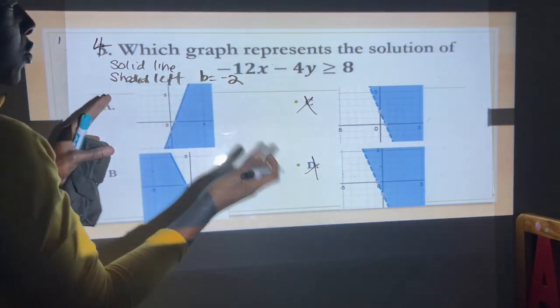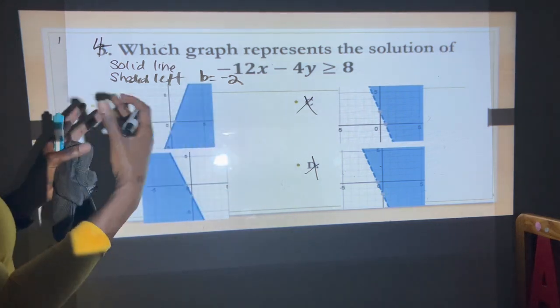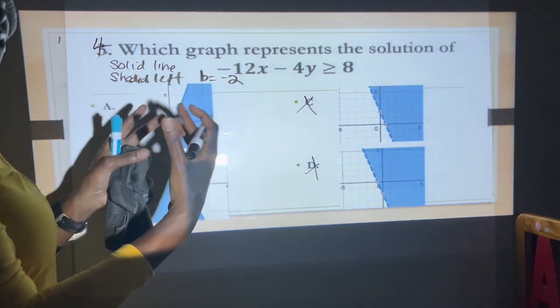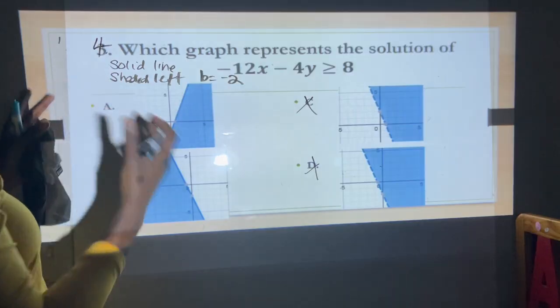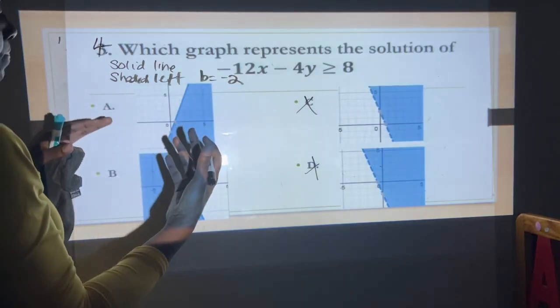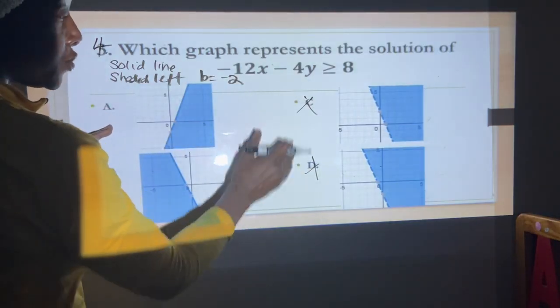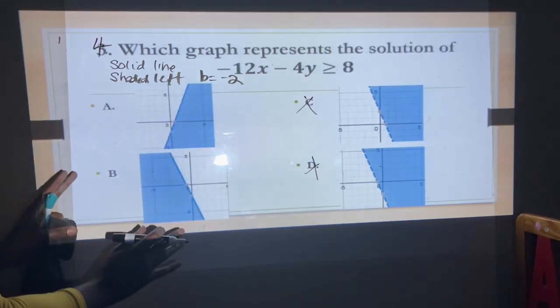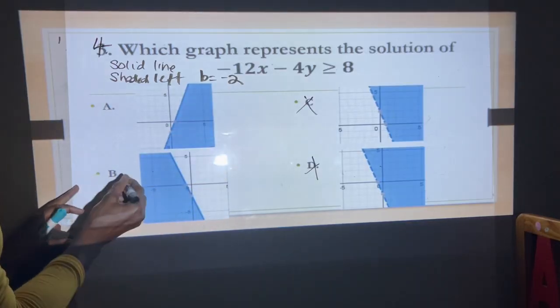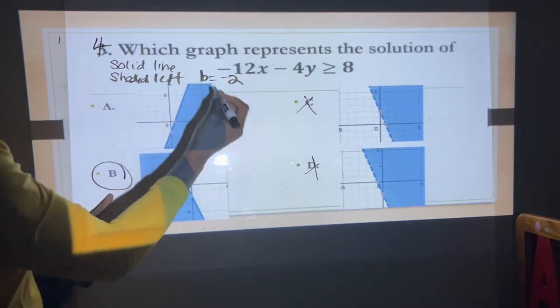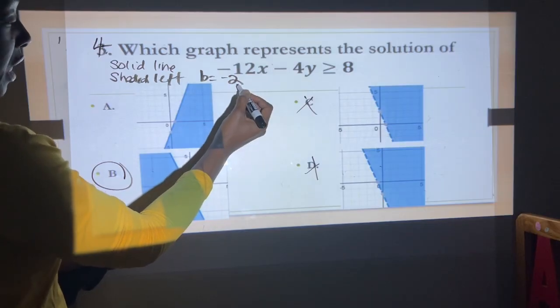Shaded left. Because of the positioning of our line, it's kind of clear what the left and the right is and not the up and the down. If it were up and down, I would struggle. We've eliminated 2 answer choices. Now let's go to A and B. We're looking for the one that's shaded left. That is B. And our y-intercept is -2.